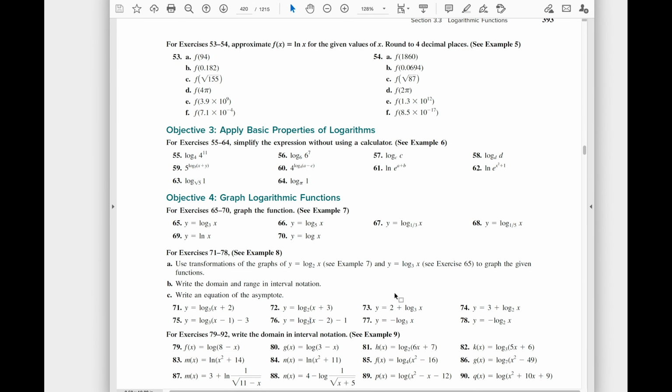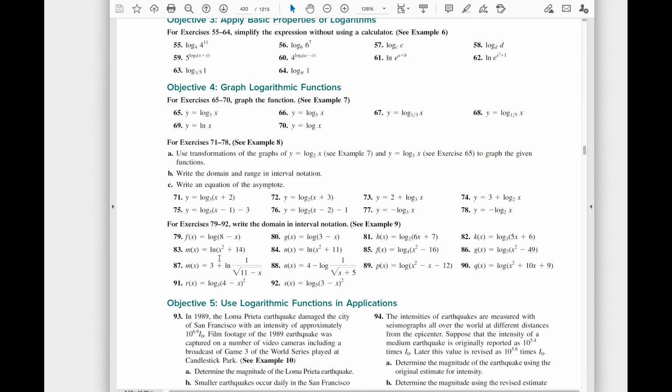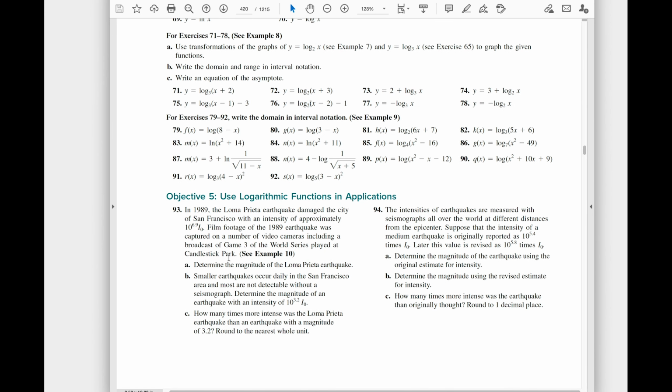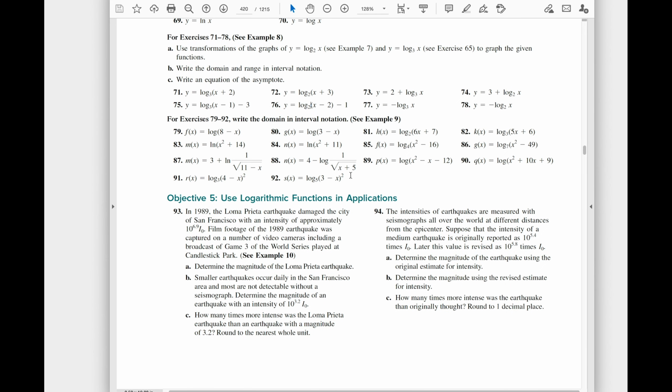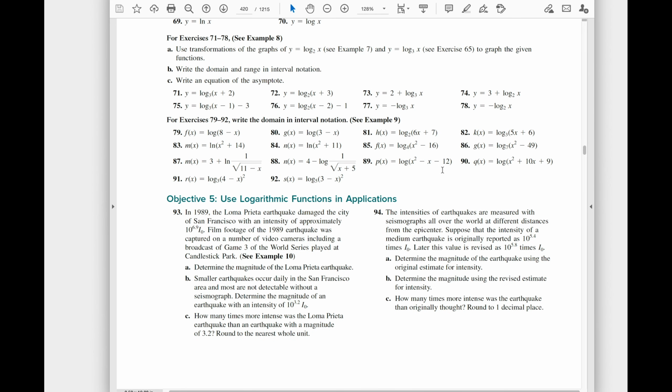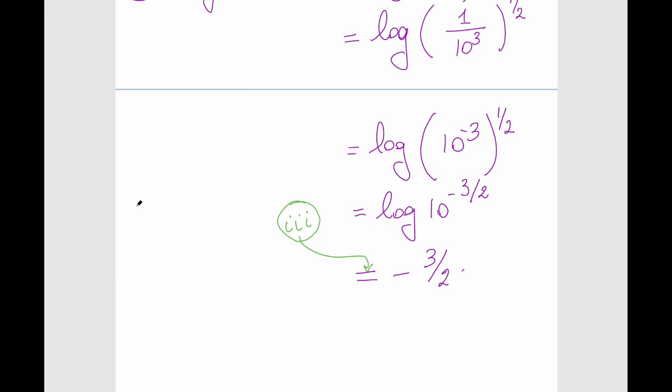Okay, so the last type of problems I'm interested in this section is this type. Write the domain in interval notation of those functions. Let me choose one. How about 86? G of x is log base 7 of x squared minus 49, and I want to write the domain, right?